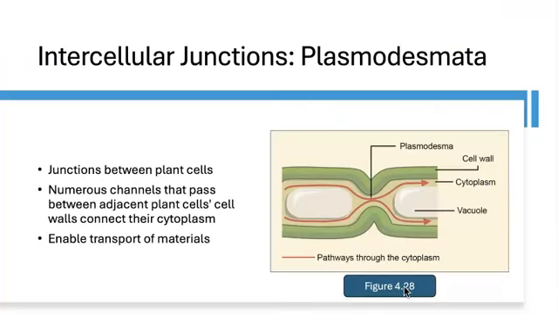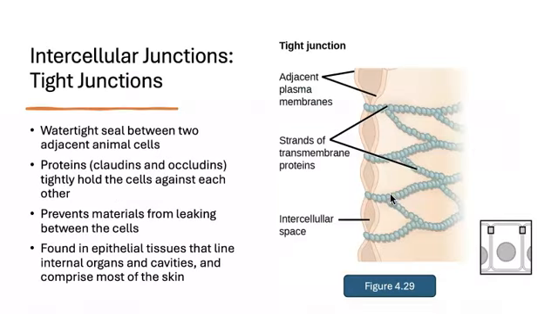Now let's talk about intercellular junctions. The first one to talk about is the plasmodesmata. These are the junctions we find between plant cells, and you could see that right over here between these two plant cells, they have numerous channels that are going to pass between these adjacent plant cells and connect their cytoplasms. And this allows the plant cell to transport materials from one cell to another.